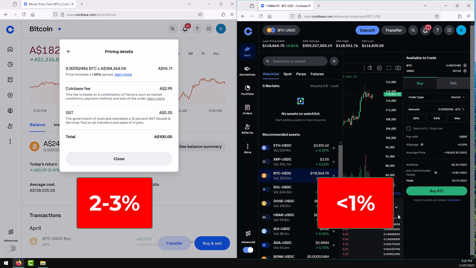So I recommend this if you're going to be transacting frequently. It will save you hundreds of dollars in the long term.